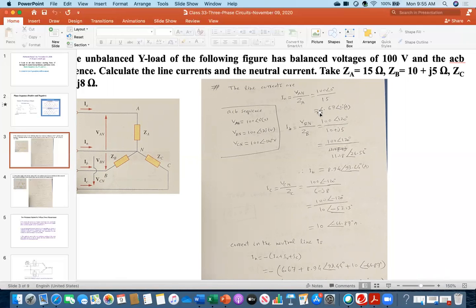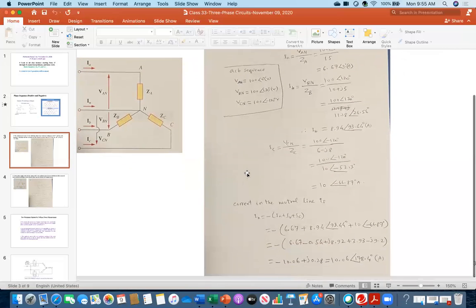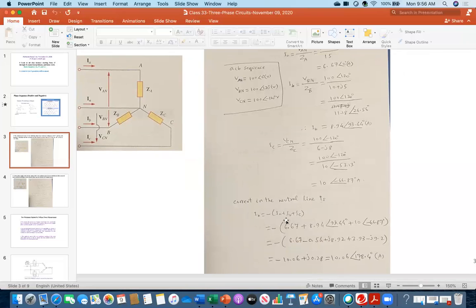You see, in all cases the IA value is different. Even their angles are absolutely different because this is an unbalanced system. And then you look, this is the IN. This means IN is IA plus IB plus IC with a minus sign, because in the problem the indicated direction is here. This is the neutral current. So that's why I have written the current in the neutral line, IN, is minus the sum of IA, IB, and IC, which is the sum of these three. After phasor algebra, I got 10.06 angle 78.4 degrees.